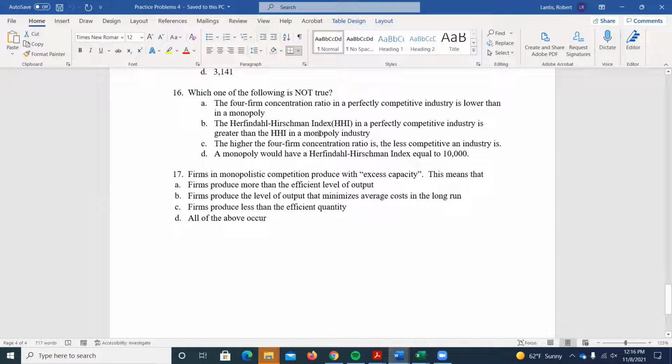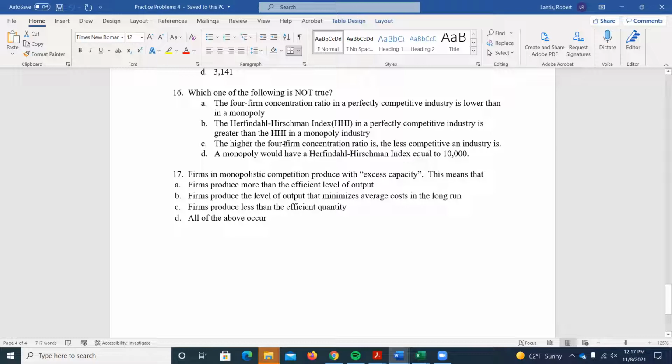Well, once again, these measures are both, right, at their principle. Like if we don't worry about the numbers even, the higher both of them are, the more concentrated the industry is. So can a perfectly competitive industry have a greater HHI than a monopoly? No. Monopoly is the most concentrated market we can ever see. So right away, we know that B can't be true, right?